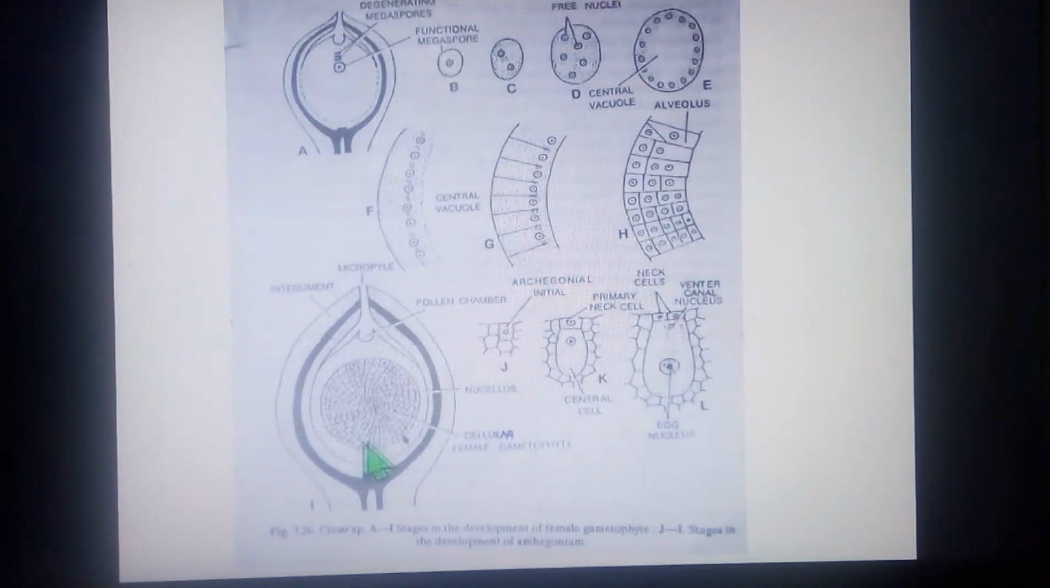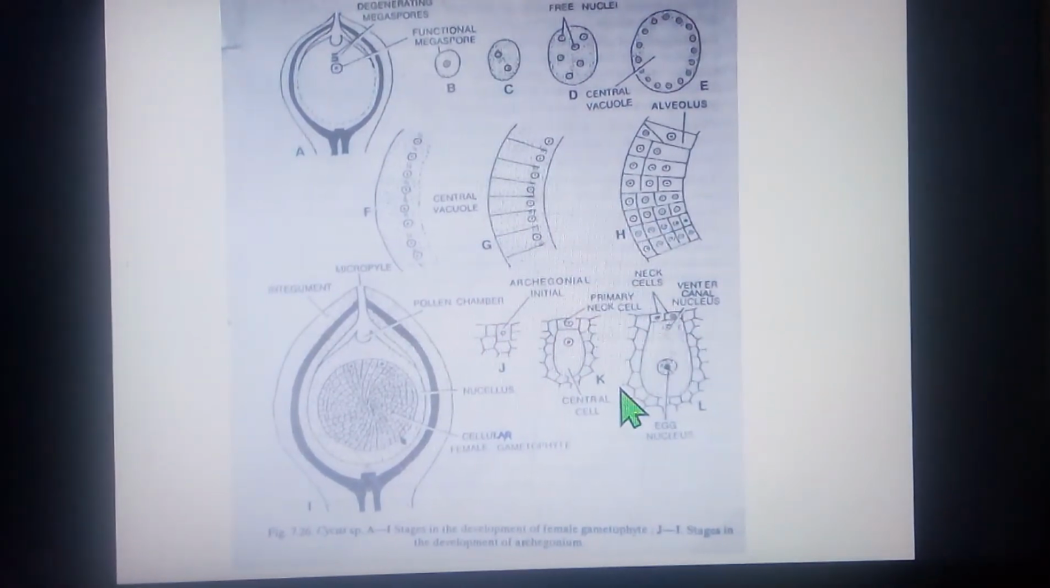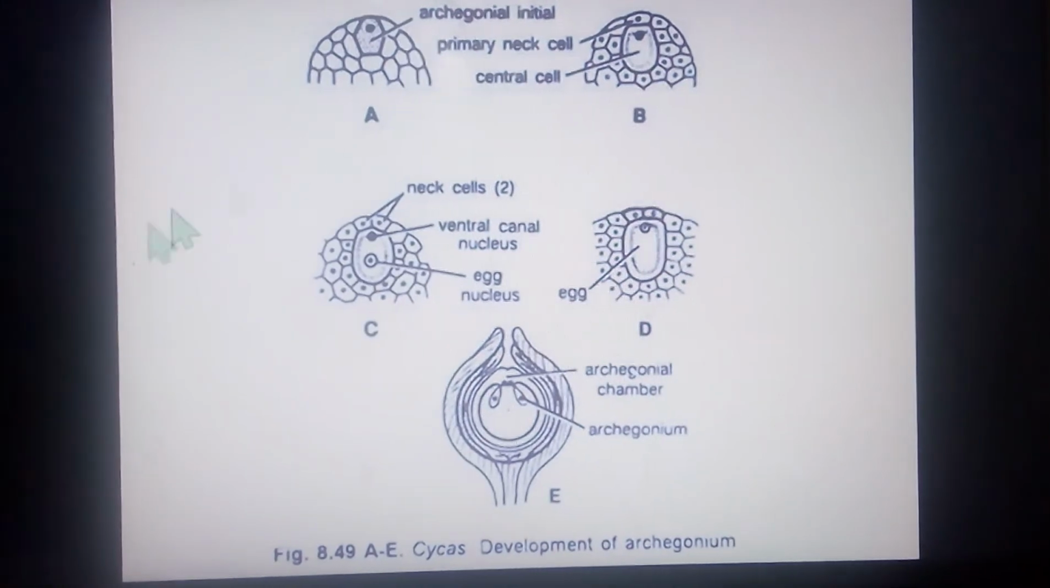Okay, we know that the archegonia is the female sex organ. It is the egg producing organ. Okay, and an egg producing organ will start to form in this germinated megaspore. So now let us take a look at the development of the archegonia. For this one, I'm going to show you this picture. Okay, it is much more clearer.